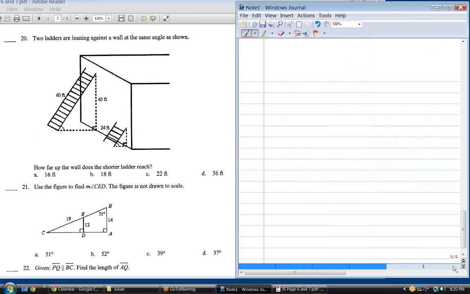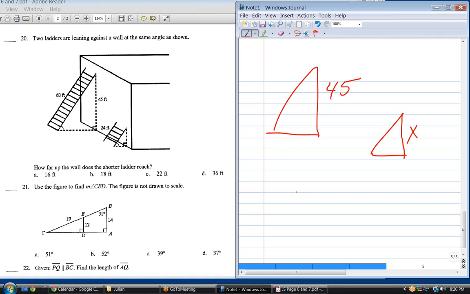So what are we trying to solve for? We're trying to solve for this: how far up the wall the shorter ladder reaches. So 45 over x? That's a good start. Or should we do x over 45? I like that better. Equals what? 24 over 60.